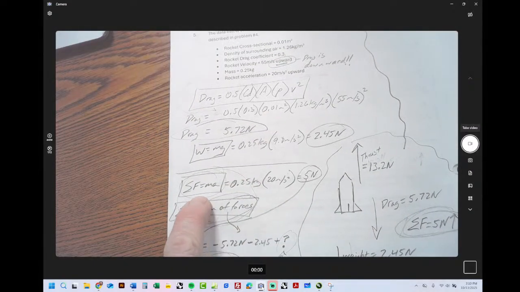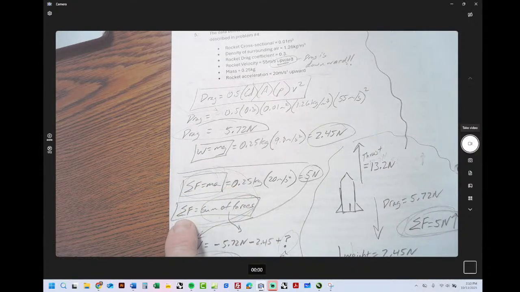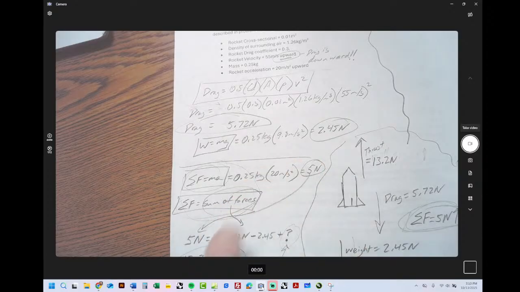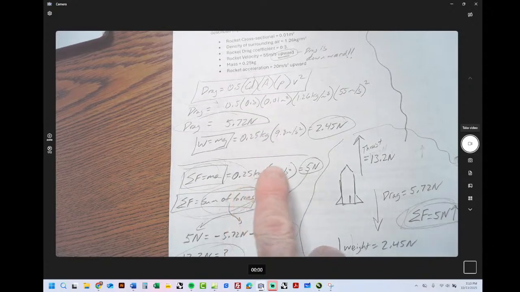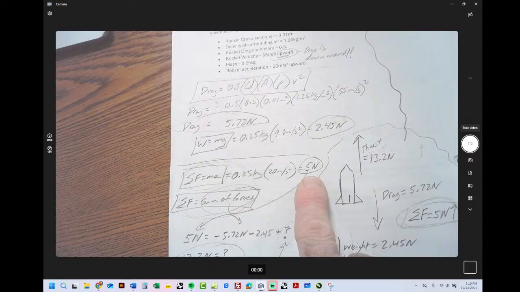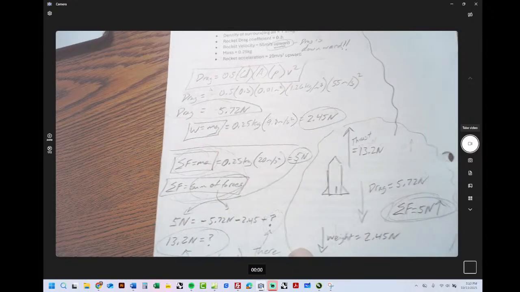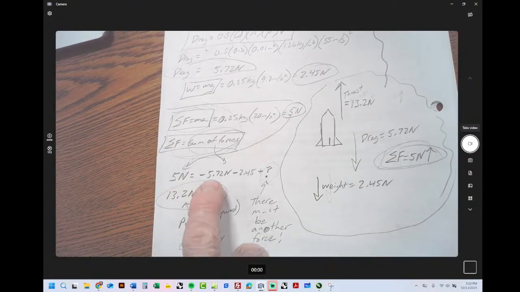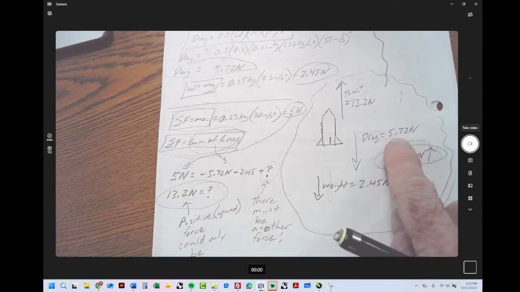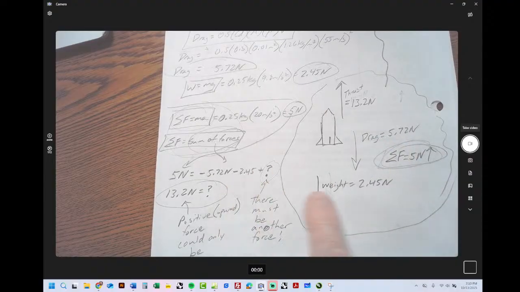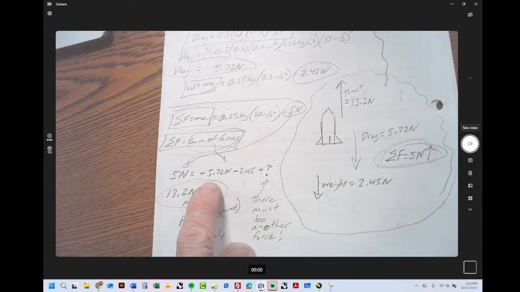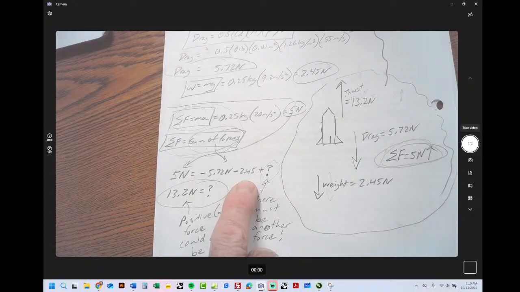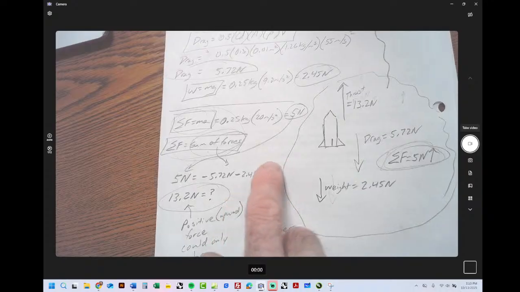So let me jump to the important equations. All force problems, you set F equal to ma and then F equal to the sum of the forces, and then you set those two things equal. So F equals ma, I've got everything. There's the mass, there's the acceleration, so the net force is 5 newtons. And that equals the sum of all the forces. So 5 newtons equals negative 5.72, that's the drag, minus 2.45, that's the weight. And if I just stopped there, I would get negative 5 equals like negative 8, which makes no sense. So what that's telling me is there has to be another force.